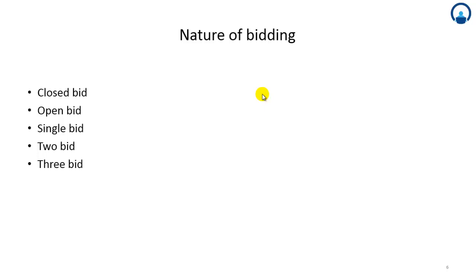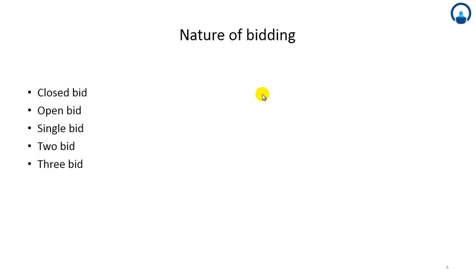Now we find, as we go down, something like single bid, two bid, and three bids. What difference does it make if you submit one single bid to one customer, or two bids to the same customer for the same product, or three bids to the same customer for the same product? Now, is it something like that? No, I'm afraid not.